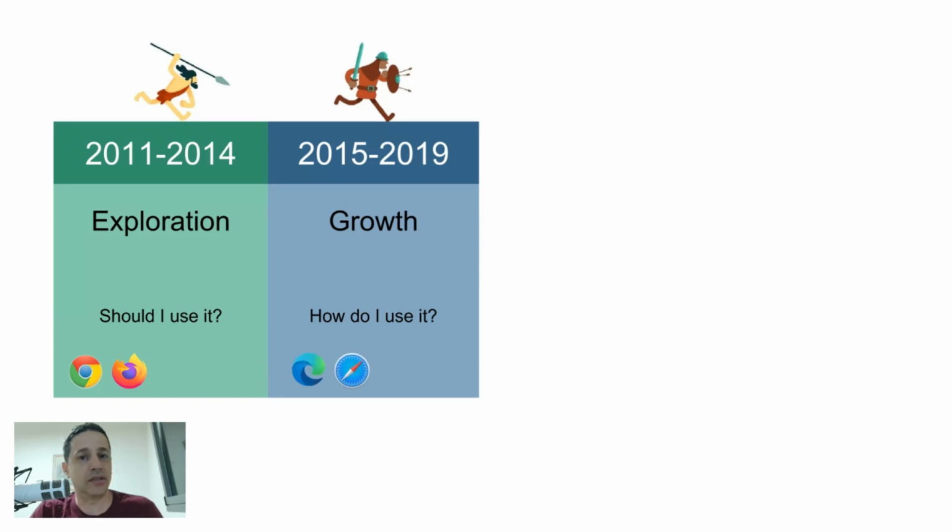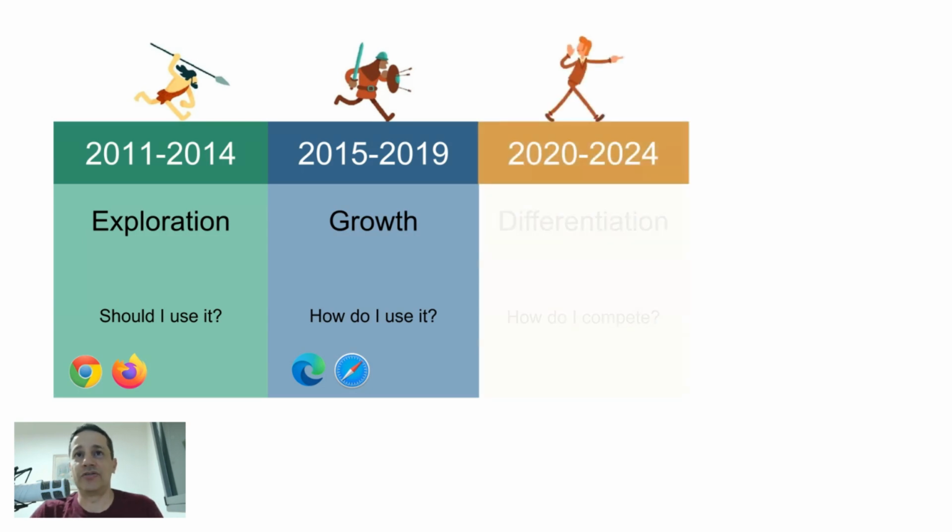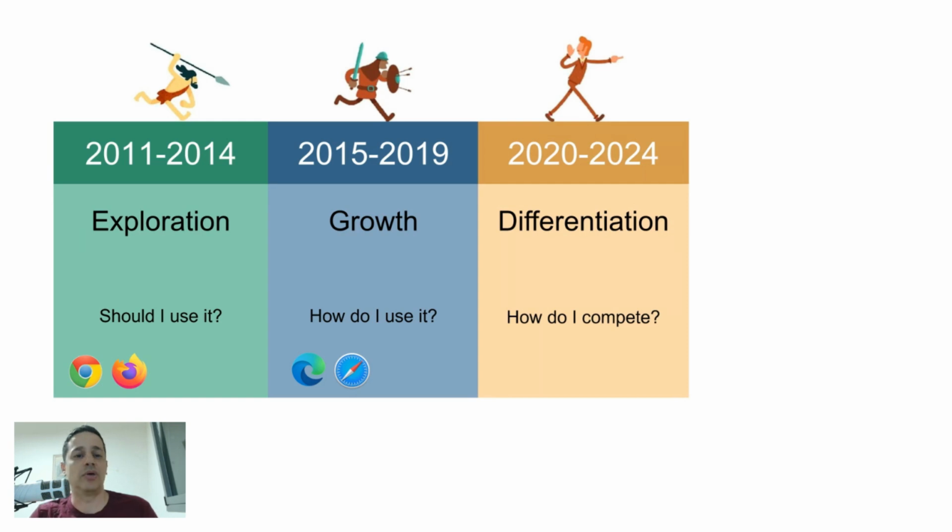Here, what happened is that Microsoft Edge and Apple Safari joined in and supported WebRTC. So we now had all of the modern browsers supporting WebRTC. From there, we went into the era of differentiation. This is the era that we're now completing and moving on to the next one.